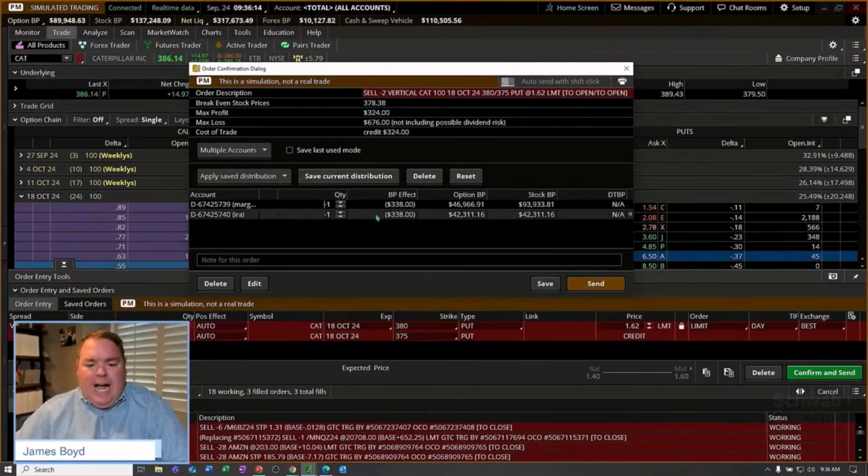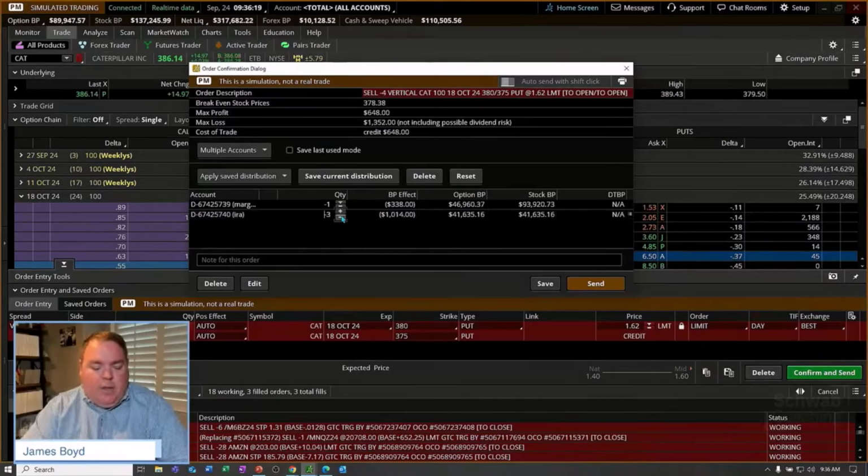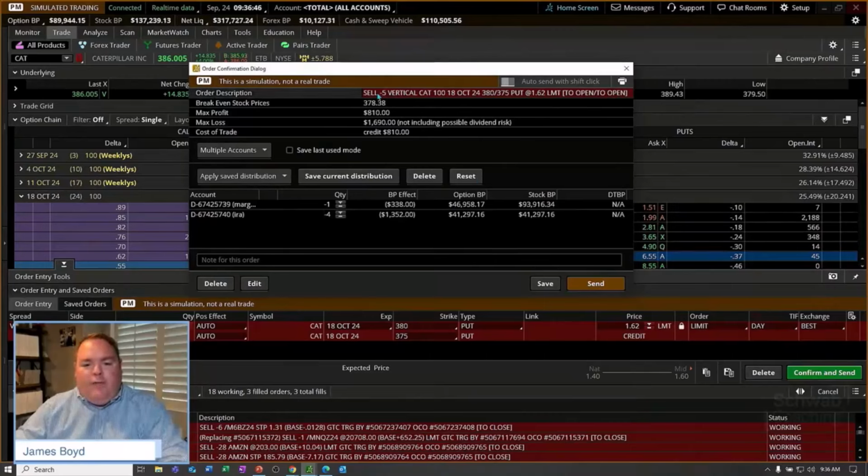When we go to the IRA account, if we say we're going to do three contracts, that account being what number? 287,500. We'll double check that. It's going to be 3.5%. We could push to four. We cannot do more than four. If we lost 1352 on that account, it's going to be almost 0.5%. We're staying below the threshold. Now, what I'm going to do is we're going to do five short put verticals.